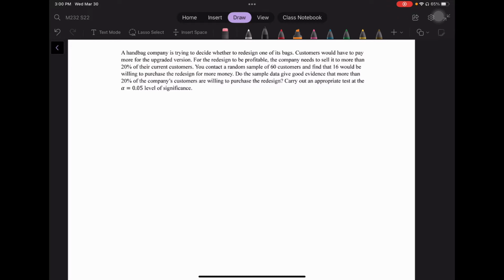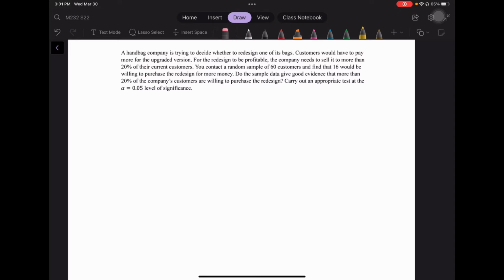You contact a random sample of 60 customers and find that 16 would be willing to purchase the redesign for more money. Do the sample data give good evidence that more than 20% of the company's customers are willing to purchase the redesign? Carry out an appropriate test at the alpha equals 0.05 level of significance.